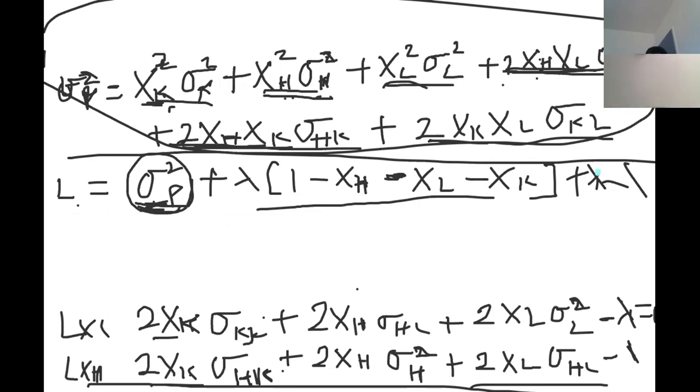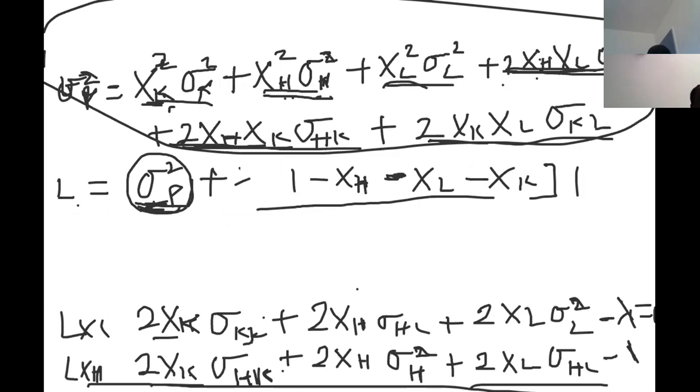So you see, first, what I'm doing with you guys, the constraint is only one, which is the weight. That's why I said 1 minus XH minus XL minus XK should be equal to 1. When you add up, it's equal to 1, so I'm just subtracting from the 1. This is only when you have one constraint, and the constraint is that when you sum up the weights, it should equal 1.